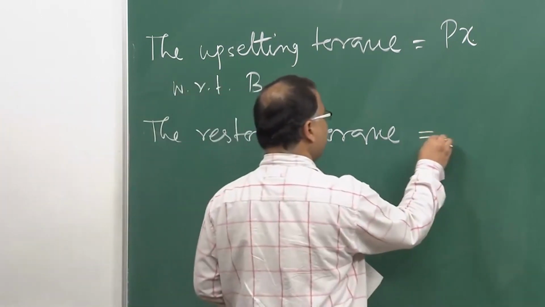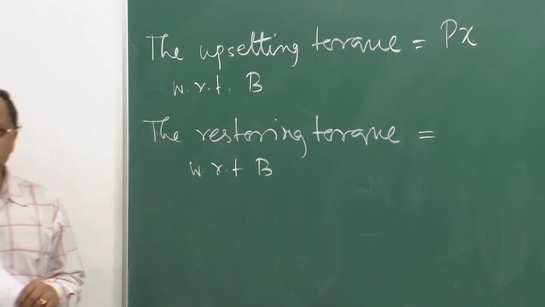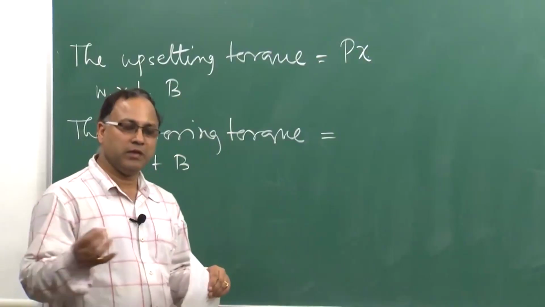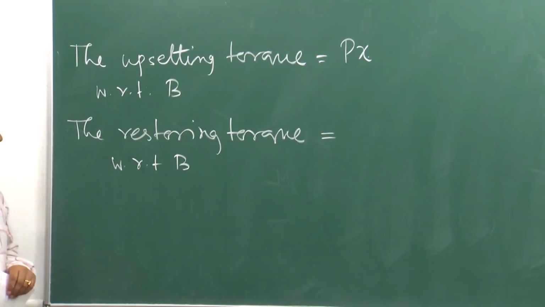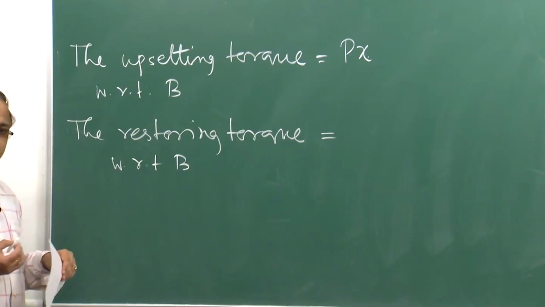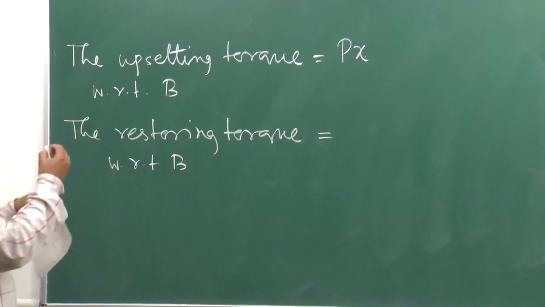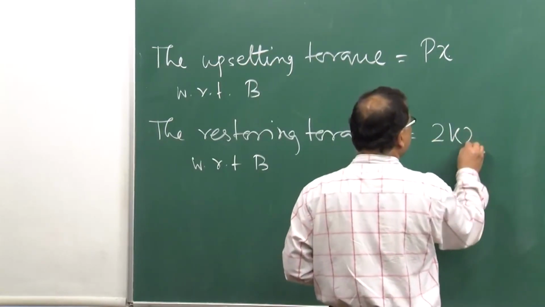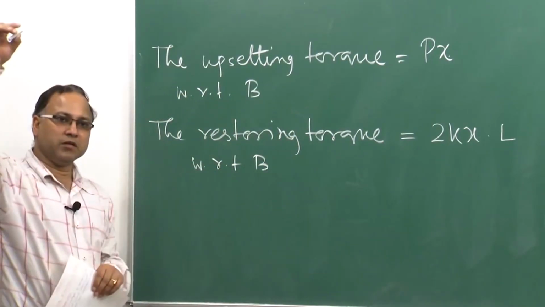That will be how much, with respect to B, because the contribution of the support reactions at B in this torque calculation will be simply 0, as we are considering the point B for calculating the torque. So, the upsetting torque will be Px, whereas the restoring torque, which will try to pull the system back to its original position, or resist the disturbance or instability of the system, will be twice Kx, that is the force, into L, the length of the member.